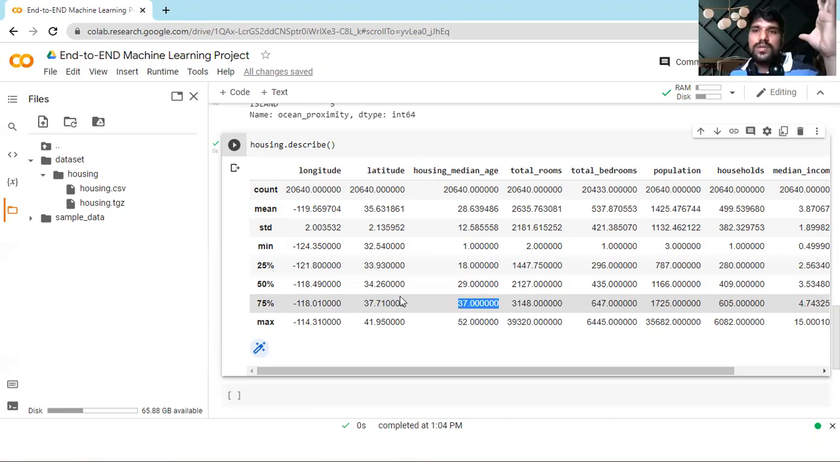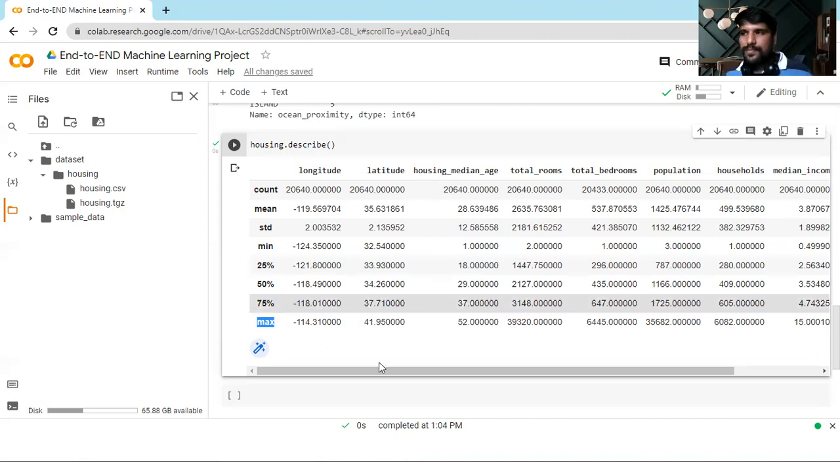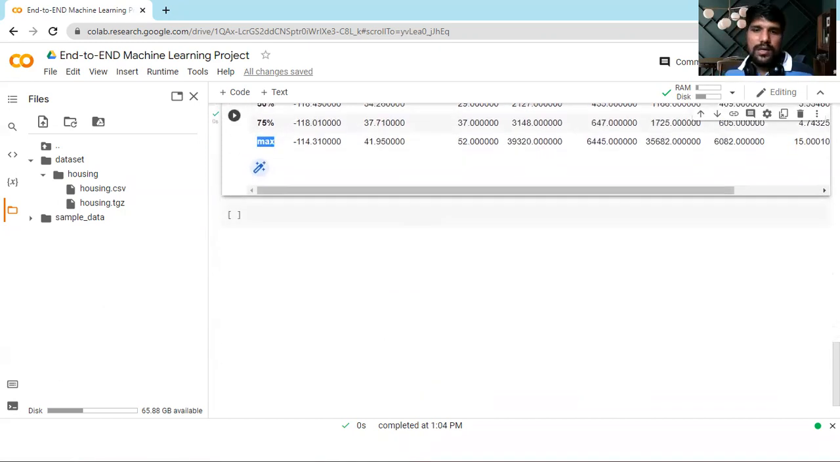So this is what percentile means. Percentile gives the value below which that much data lies. So below 18, there are 25% of districts. There are 50% of districts where housing age is below 29. So this is the understanding of the 25 percentile, and max is nothing but the maximum value in that feature. Okay, now let's move to the next stuff.